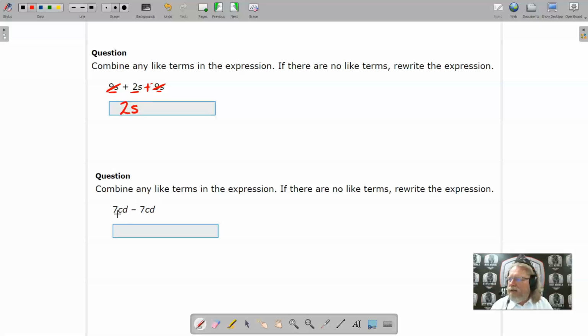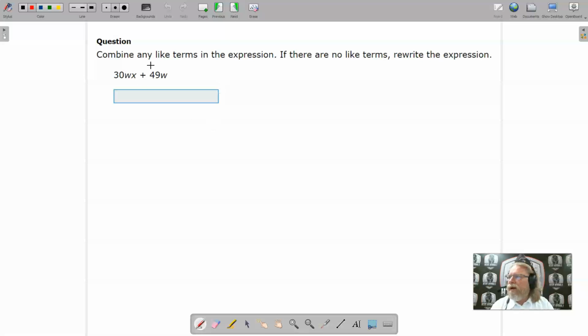Check out the next one here. 7CD minus 7CD. This minus this. Well, what we're taking away is exactly what we start with. Or we could think of this as plus a -7. And whenever we do that, they become opposites, right? Positive 7CD, negative 7CD. They are opposites of each other, so they cancel each other out. So you might be wondering, what do I put for an answer? Well, what number do we use to represent nothing? That's right, 0. So the answer here would be 0.